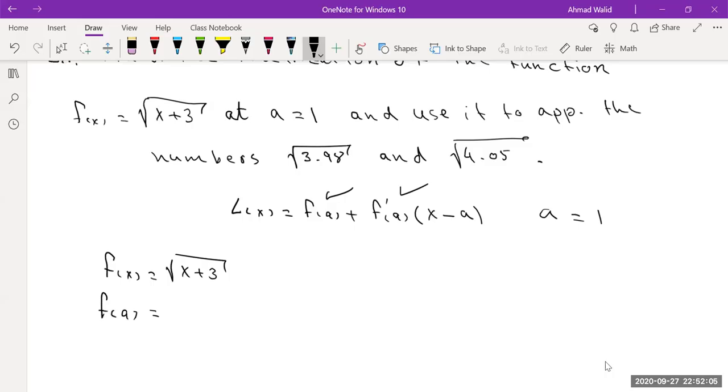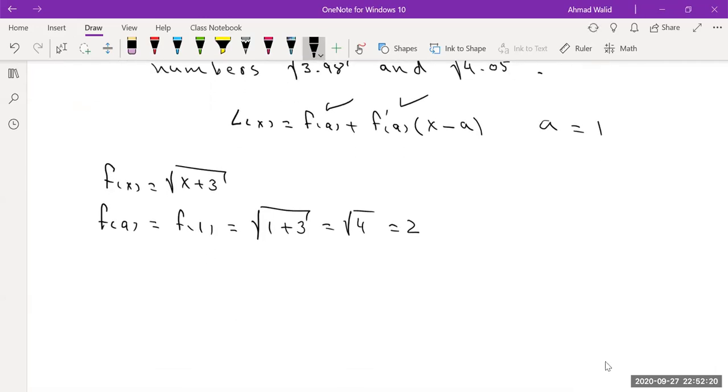Your f of a means f of 1. f of 1 equals the square root of 1 plus 3, which gives you the square root of 4, which is 2. The next thing that I want to find is f prime of a.